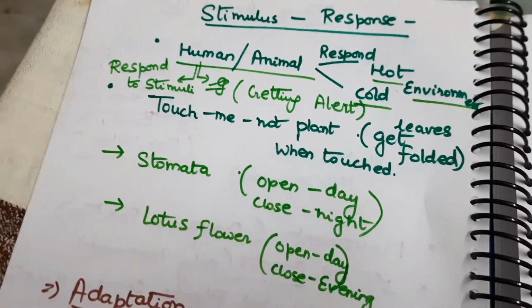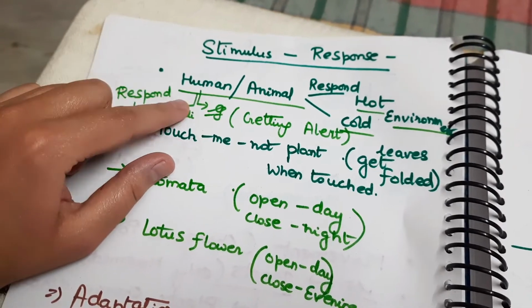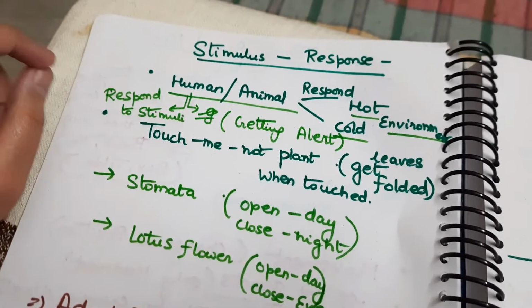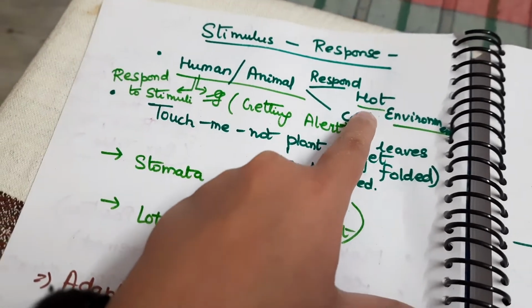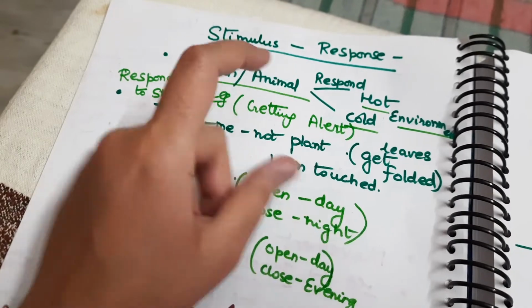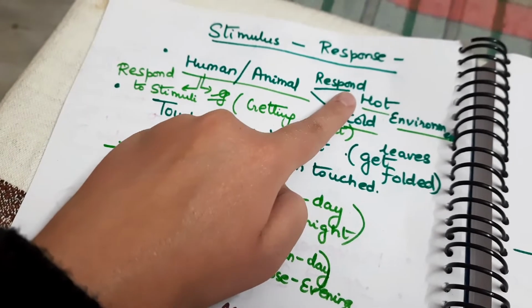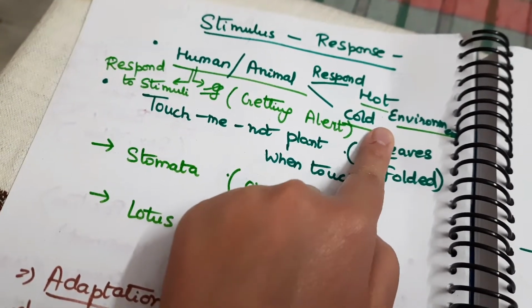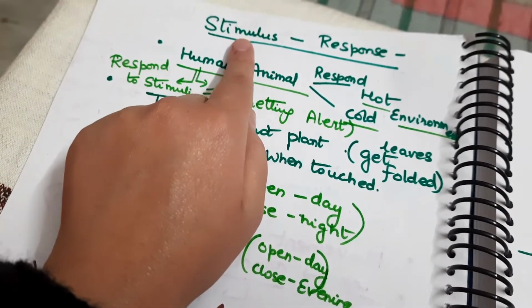Now coming to the next characteristic of living things. A living organism has stimulus and response. If we provide a stimulus, like in getting an alert, it gets alert instantaneously. Like hot and cold environments. In a hot environment, what do we do? We take some cold things, like cold water, and AC or coolers. In cold temperature, we turn on our heater, or we put on our jackets and sweaters. So these are the responses to the stimulus.